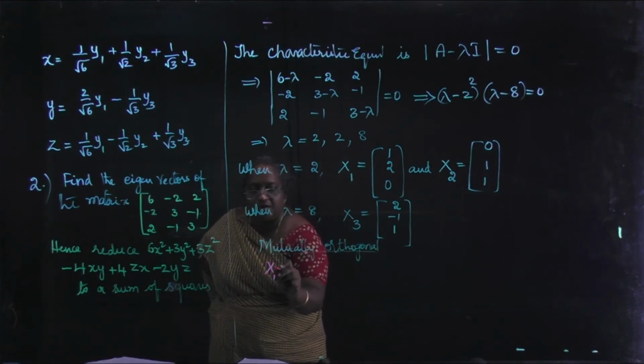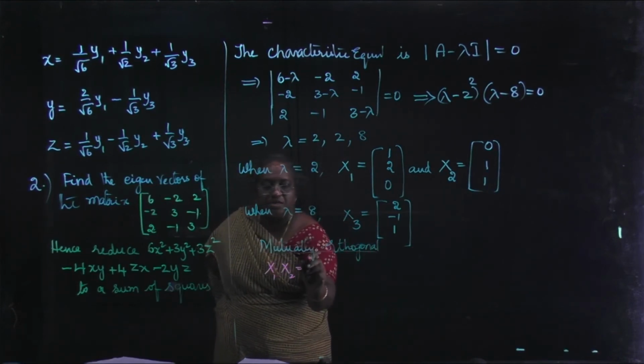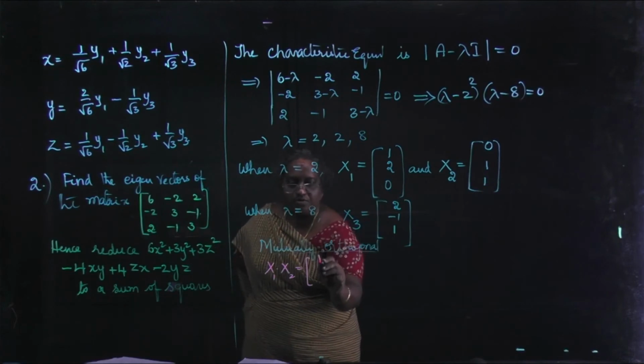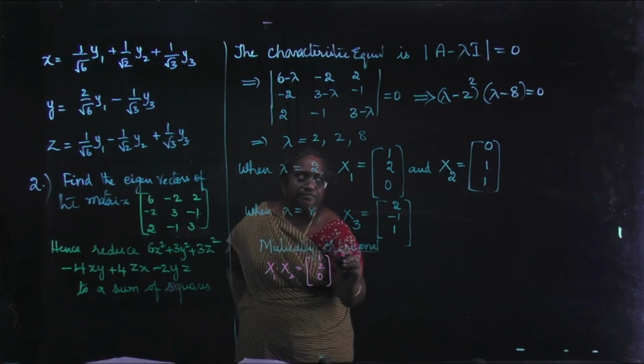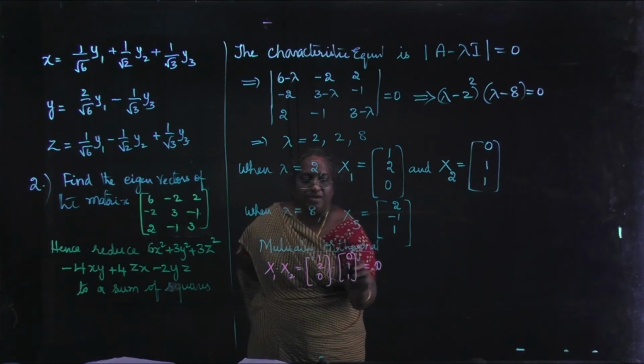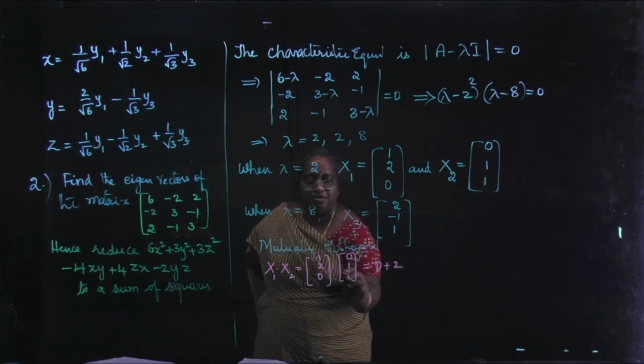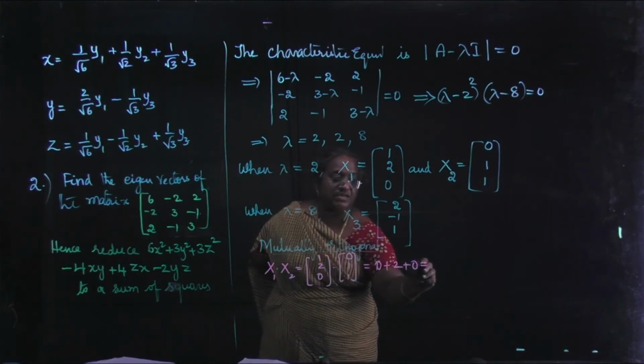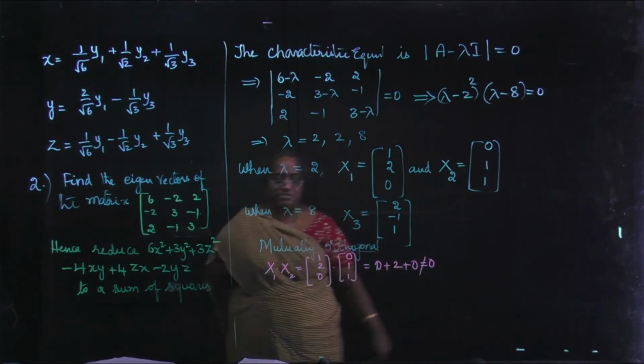X1 dot X2. So what is X1 dot X2? 1 2 0 dot 0 1 1. So what is that you observe? 1 into 0 is 0, 2 into 1 is 2, 0 into 1 is 0. So we observe that this is not equal to 0.